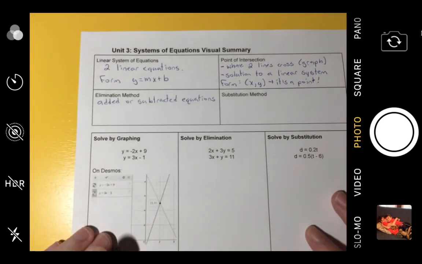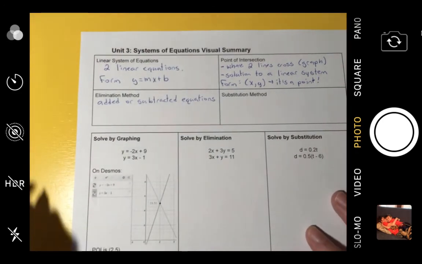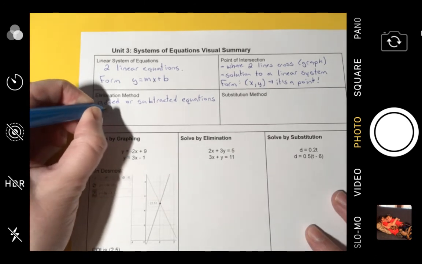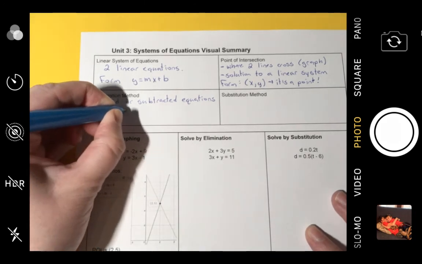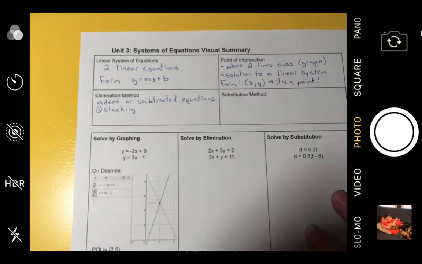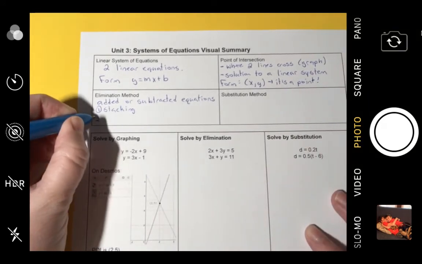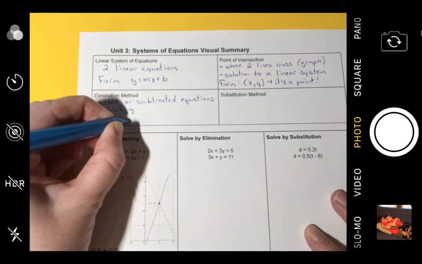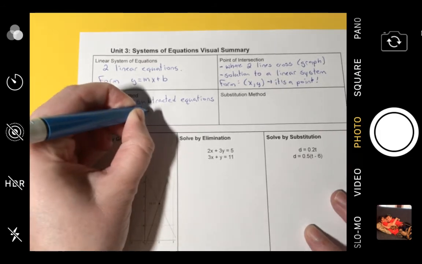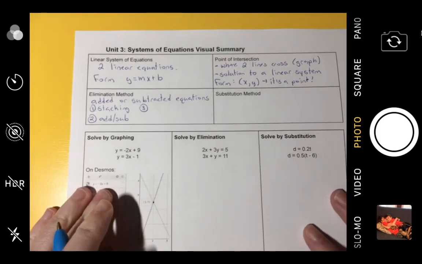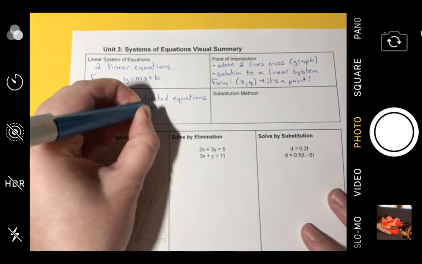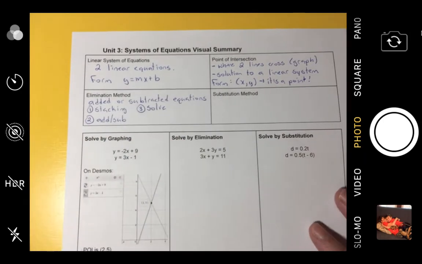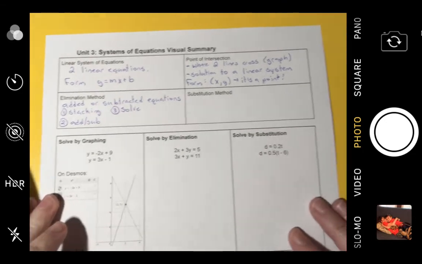Okay, and remember we stacked it first. Our first step was stacking. Our second step was adding or subtracting. And then our third step was to solve. Remember, we had to solve for one variable and then the other one. And we're going to do an example down here.